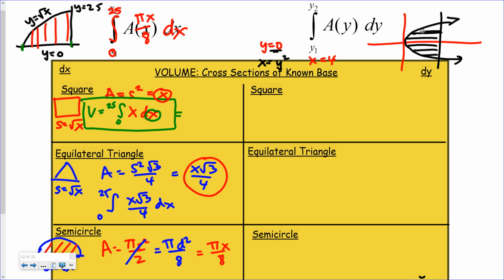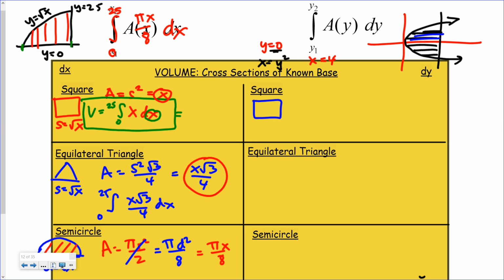They choose for you. So if the problem says perpendicular to the x-axis, it's a dx problem. You guys good with that? If the problem says perpendicular to the y-axis, it's a dy problem. Now you don't choose anymore, and that's actually kind of nice because then you know what to do. And so this formula is going to be the area of the square times dy, the integral of that. So let's go ahead and get this square.